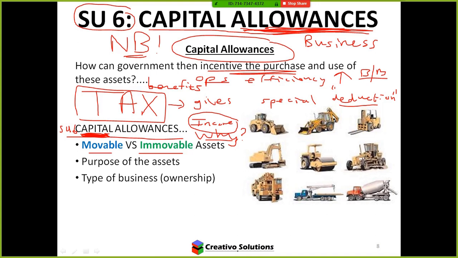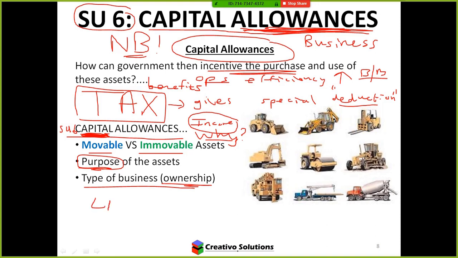Okay, so two different types of assets, movable and immovable. Both assets can have a capital allowance, but you get different types of capital allowances. It's very important to understand what the purpose is of the assets. So purpose, I mean, is it for production of income, or other? And you also need to consider the ownership. The ownership needs to be with the business. No business can claim a capital allowance if they don't own the asset.